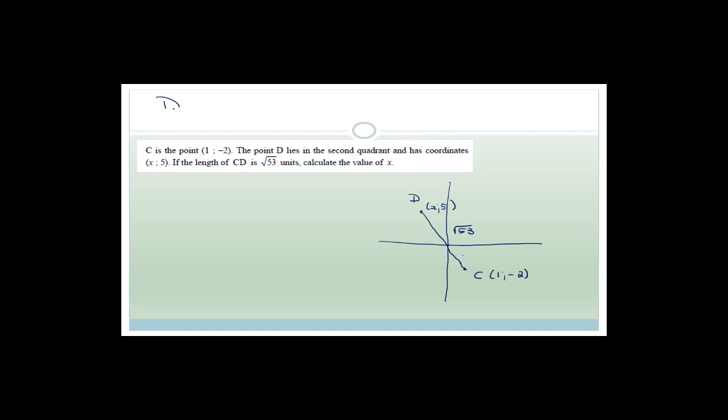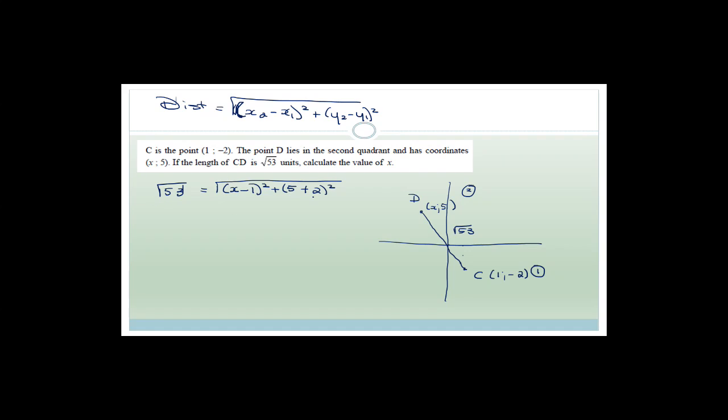Okay, well, we know the distance formula. The distance formula is equal to the square root of (x2 minus x1) all squared, plus (y2 minus y1) all squared. Okay, so what we need to do is we're obviously going to call this point 2 and this point 1. It doesn't matter, again, which one you call what, okay? It really doesn't. So we're going to say, well, the square root of 53 is going to equal, that's a length, the square root of (x minus 1) squared plus (5 plus 2) squared.